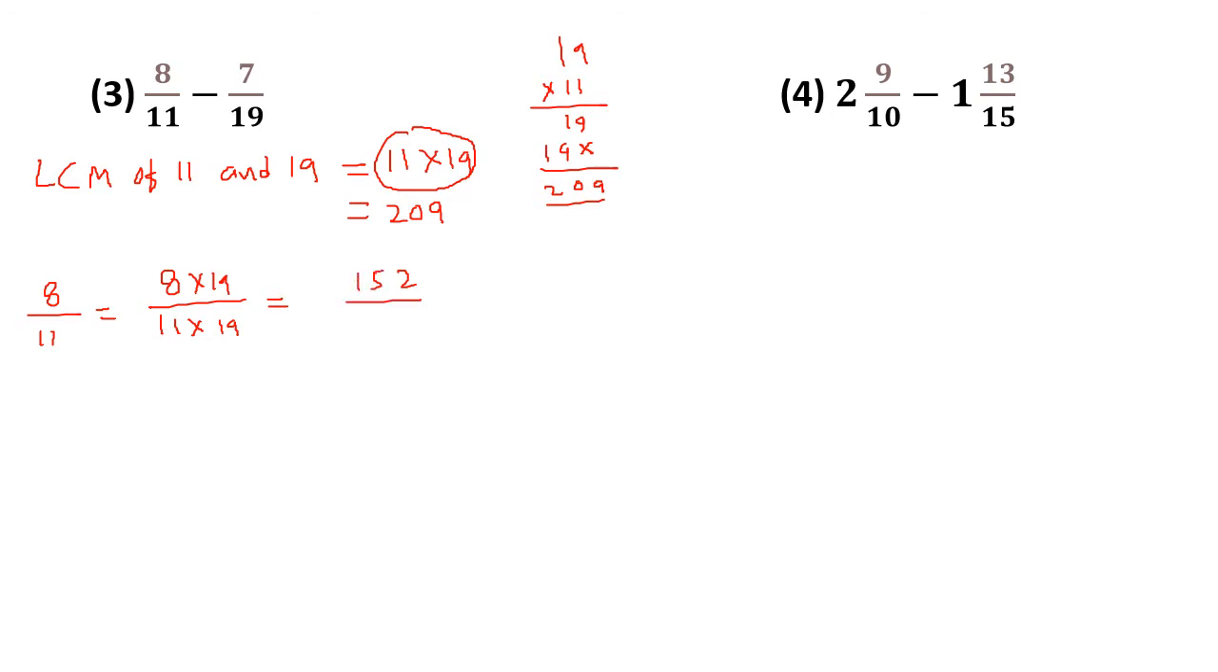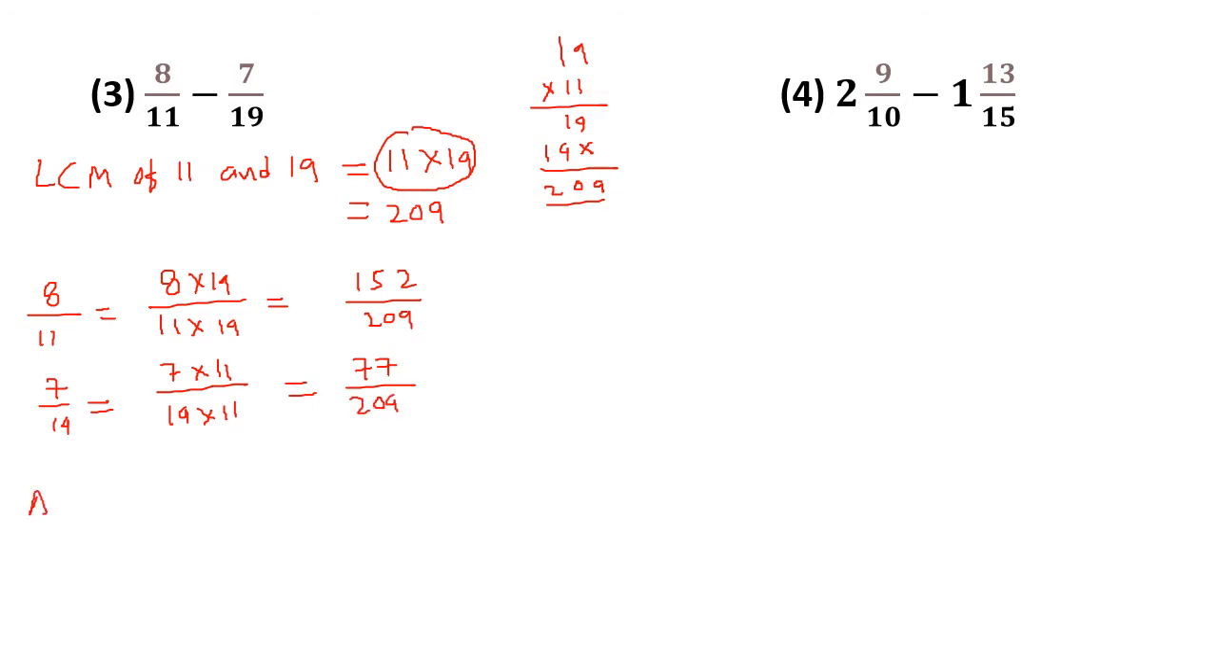So 152. And here we have already done the multiplication. So let's copy 209. In the case of the second number, that is 7 over 19, what number should I multiply to 19 to get 209? Obviously 11, because we have just done it to find the LCM. So in the numerator also I have to multiply by 11. 7 multiplied by 11 is equal to 77, and the denominator is 209.